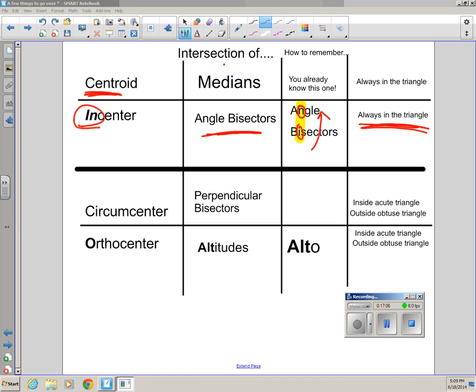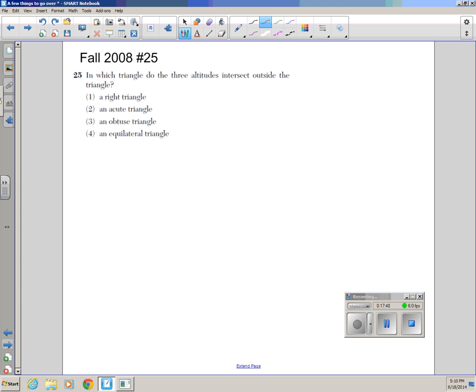Okay. Circumcenter is the intersection of the perpendicular bisectors. It would be inside an acute triangle and outside an obtuse triangle. The orthocenter is the intersection of the altitudes. You can remember this by the word alto. The altitudes meet at the orthocenter, and it's going to be inside an acute triangle and outside an obtuse triangle. And again, these things don't come up on the Regents a lot, but they do occasionally. Like I've said, I haven't seen a lot of questions on the Regents. In fact, in all seven practice Regents they didn't really come up. So it's a very small topic, and that's why I kind of want to show you in a video lesson.